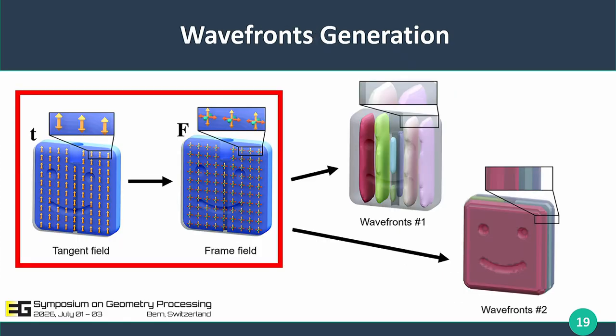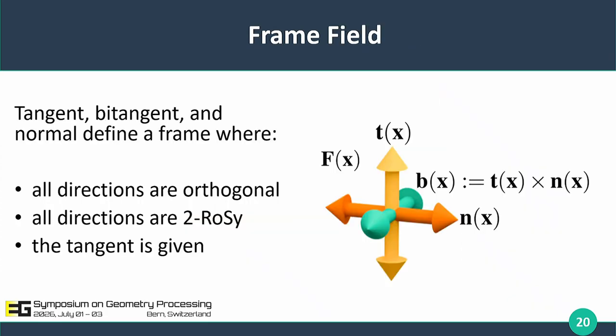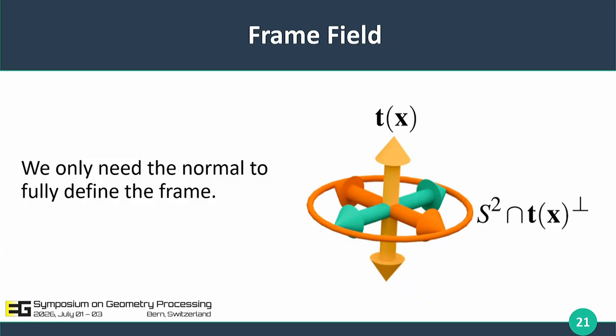Okay, I will now begin by describing how the frame field is generated from the tangent field. If we consider the geometric setup, the axis directions are chosen to be mutually orthogonal, forming a local frame, and all directions are two-rosy, since the wavefront generation is invariant to a direction or its opposite, as I will discuss later. The tangent direction is again given as input, and the goal is to complete it into a consistent orthonormal frame field by determining the remaining normal and bitangent directions in a way that preserves orthogonality. Since the tangent is already given, specifying the normal is sufficient to fully determine the frame, as the bitangent can then be obtained as the cross product of the tangent and the normal, completing the orthonormal basis.